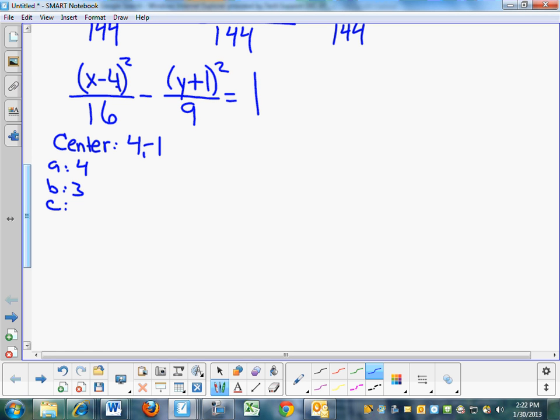c? 5. a squared plus b squared is c squared. That will give us 5. Very good. I should write that down in case somebody's watching the video. Yeah, 3, 4, 5 right triangle there. Works out. Okay, so now I can start drawing my graph. Let's draw the graph.